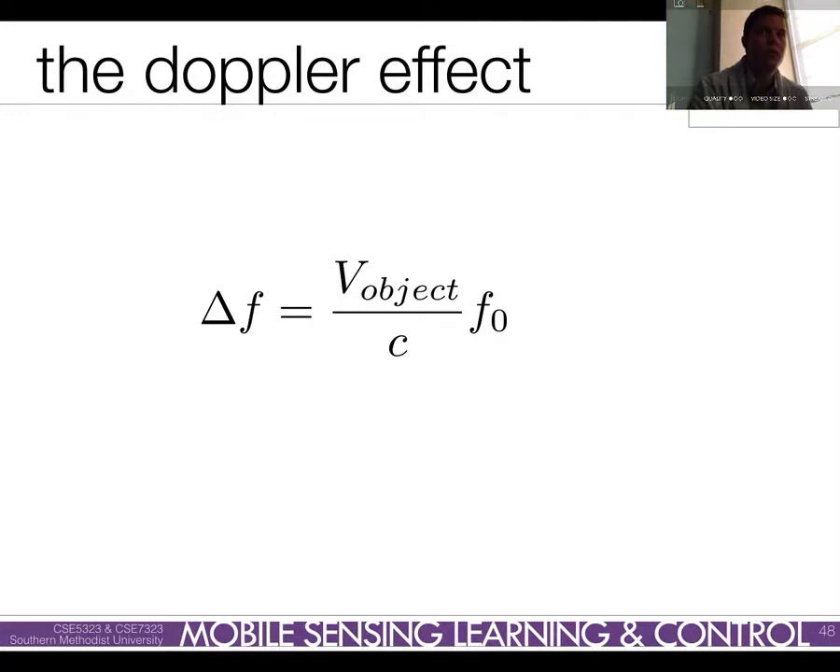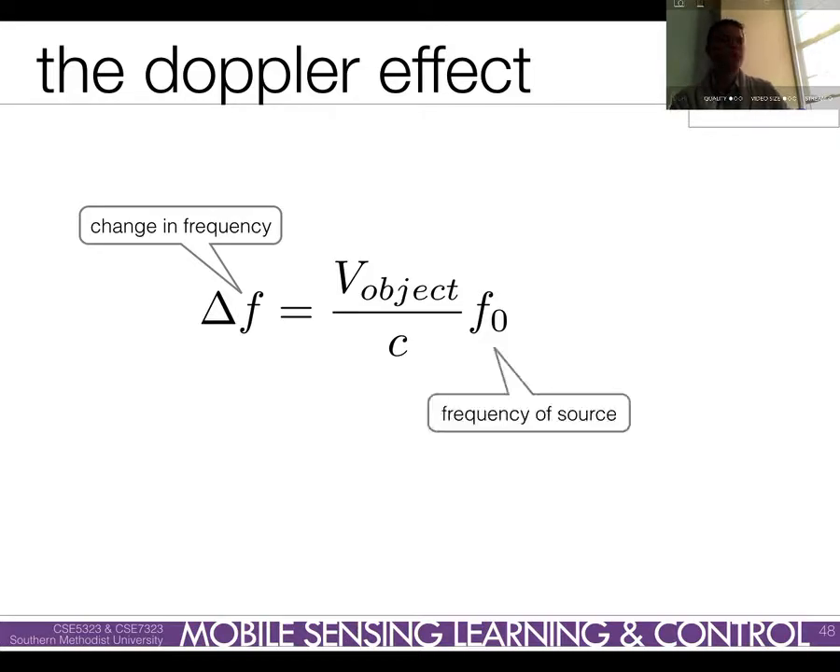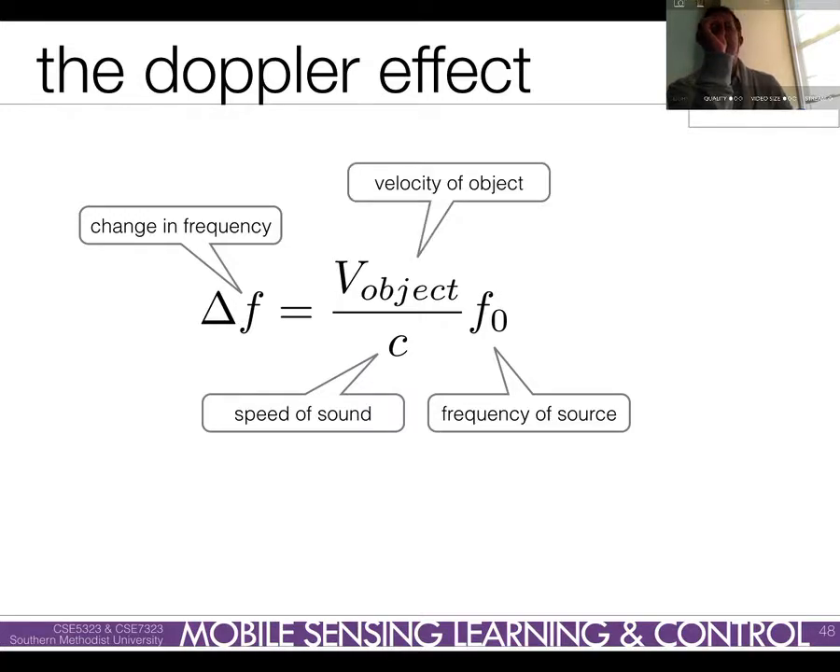So the actual equation for that: the change in frequency is determined by the velocity that I'm moving my hand back and forth. Okay? So the change in frequency is equal to the frequency of the source that I'm generating multiplied by the velocity of the object, in this case my hand, over the speed of sound. Okay, the speed of sound in air. Okay?